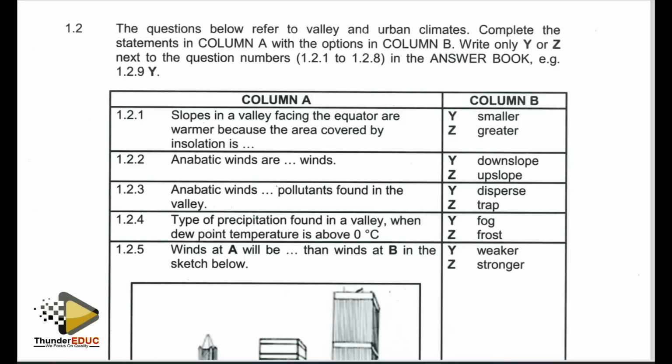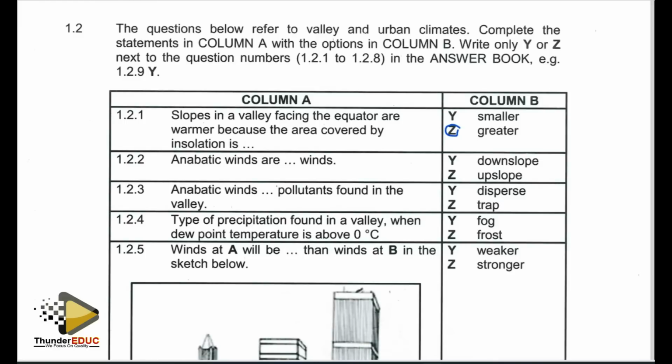So we tend to find that they are warmer generally, because the area covered by insolation is greater. There is greater coverage of that slope by insolation because they face towards the direction of the sun. North-facing slopes in the southern hemisphere face towards the sun, and south-facing slopes in the northern hemisphere also face towards the sun. So basically, the area that receives insolation in those slopes is larger. So our correct response is Z for question number 121.